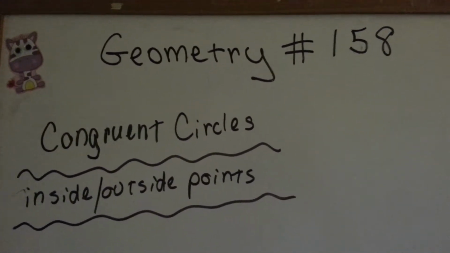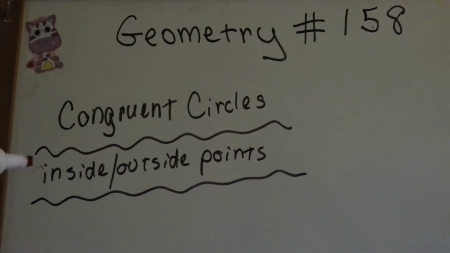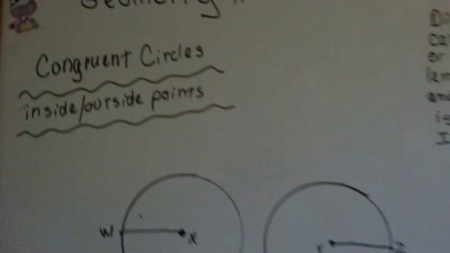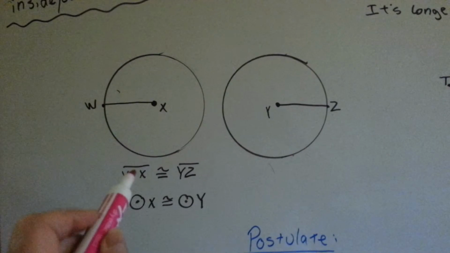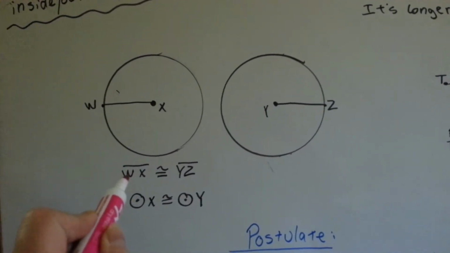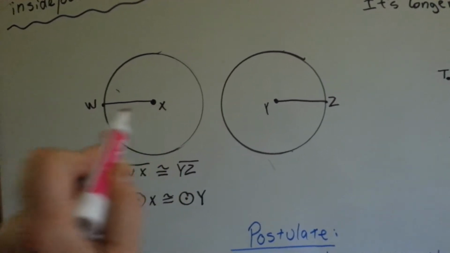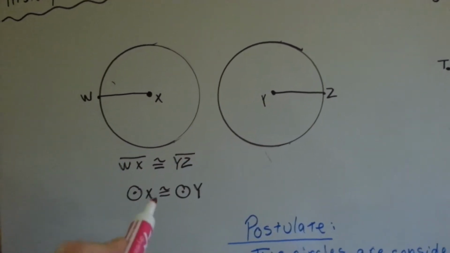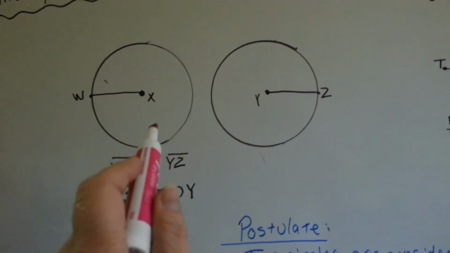Geometry number 158, congruent circles, and I'm going to show you a little thing about inside and outside points of a circle. So, here we have two circles. Let's say this was a given, that line WX is congruent to line YZ. Well, that would tell you that these two circles are congruent.